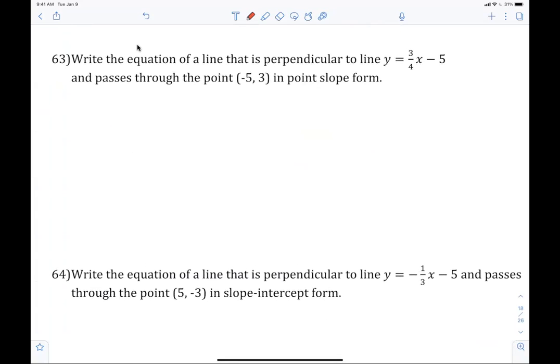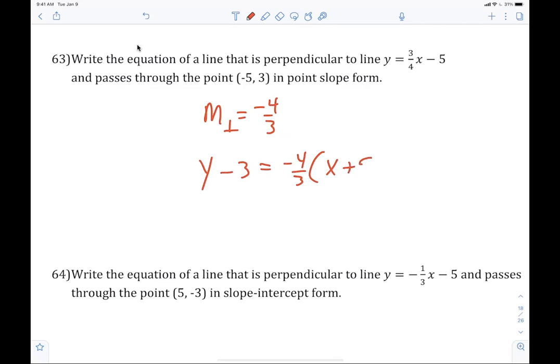Okay, so now we're doing perpendicular. Who remembers perpendicular? What's the relationship between the slopes? Good. You are amazing. Slope of the perpendicular would be what? Right, so what is it? Yep, so now write the equation. Y minus 3 equals -4/3 times x plus 5. Easy, simple, simple, simple. Any issues?